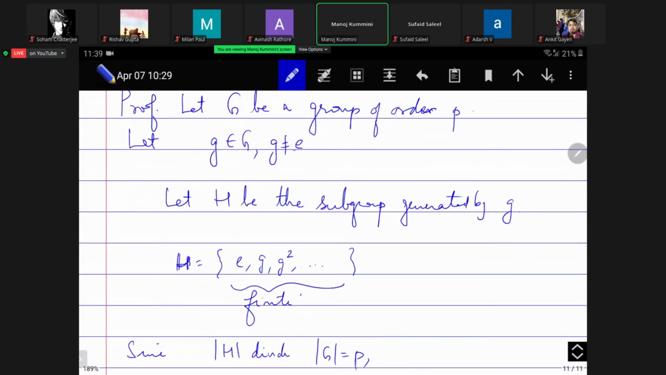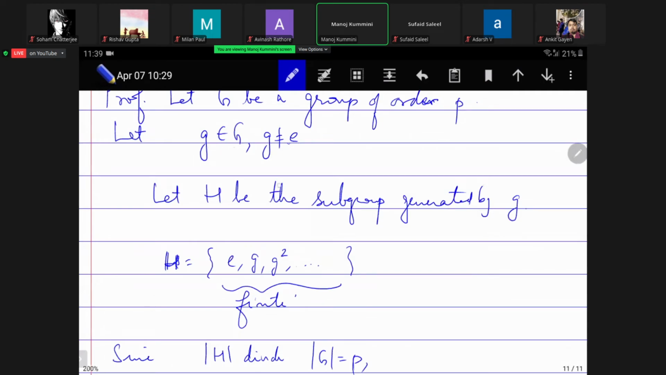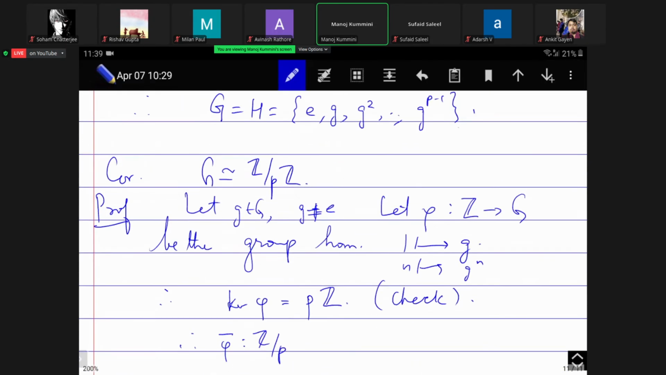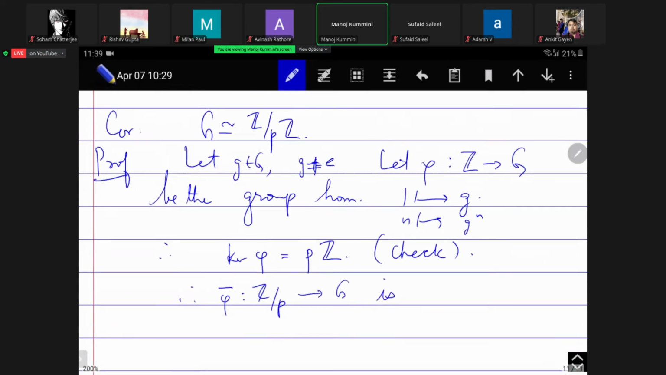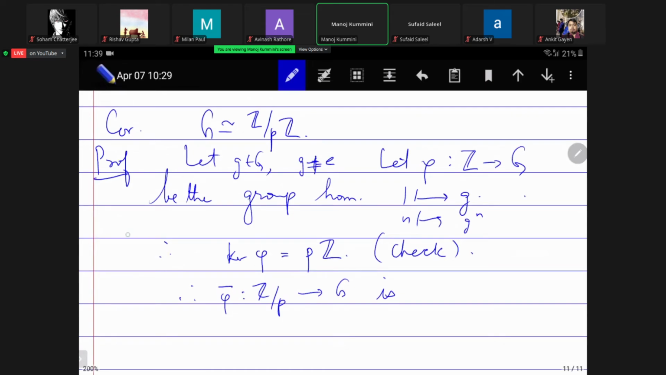The same thing is there in this proof also. Every non-identity element has the same order, which is P, and we have used that. It follows from the proof. So Z mod PZ maps to G, and this is cyclic. We already said that every element is generated, so this is surjective. So this is an isomorphism.